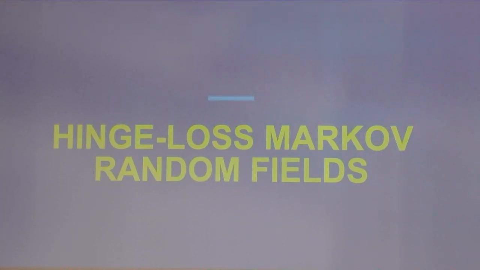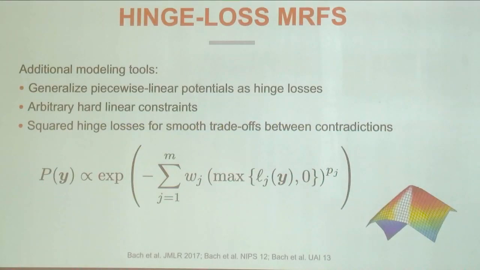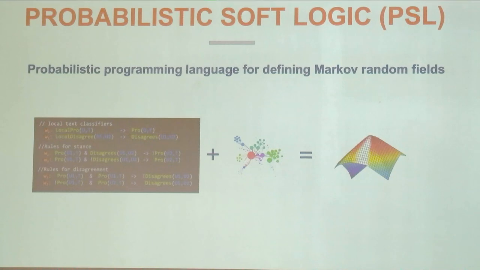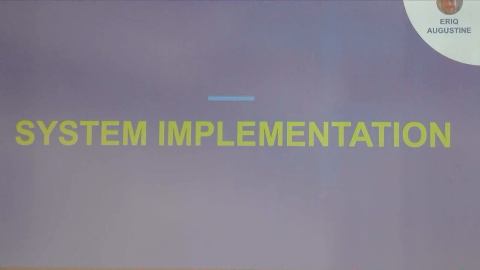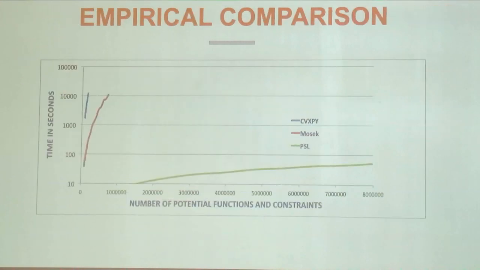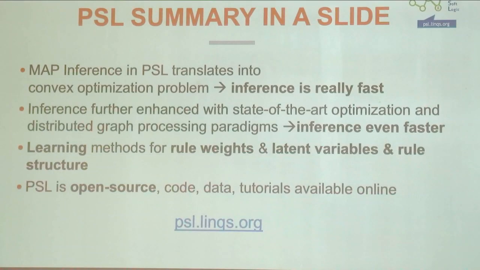Now, PSL has a bunch of other components. So we've gone beyond this and added in some more general forms of constraint. But a PSL program, this is the stance program from before, basically turns out to be a program, some data, it defines a distribution. We've done a lot of systems work to get this to be really fast. I don't have time to go into that, but current student Eric Augustine has done some awesome work, and I'm happy to go into more details about getting this all to really scale significantly.